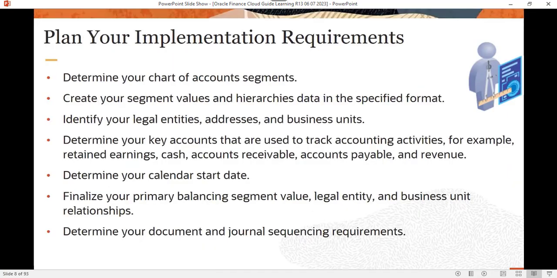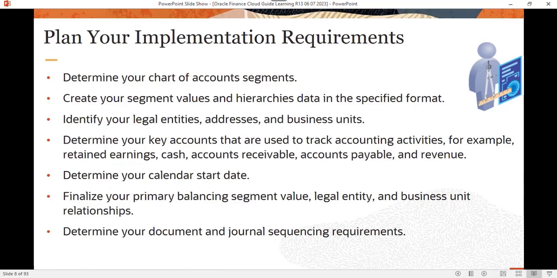Now before you start your implementation, you are going to need to plan your requirements, and we have been talking about this chart of accounts. So you need to determine your chart of accounts segments. So what do you need? The chart of accounts is going to determine your reporting. So what do you need to have within that structure?